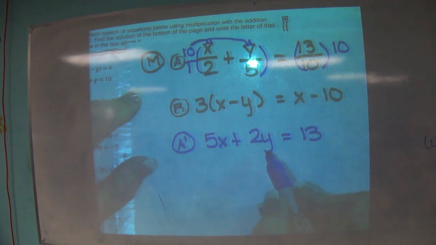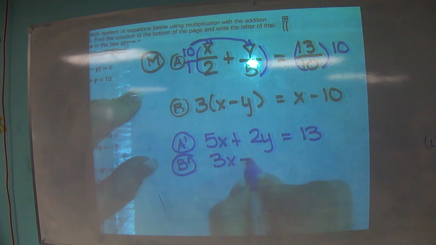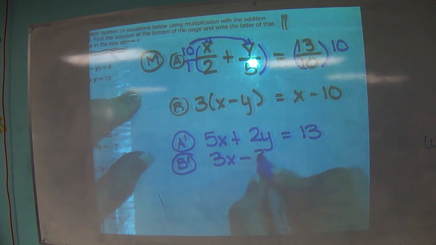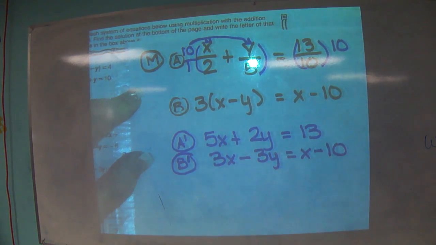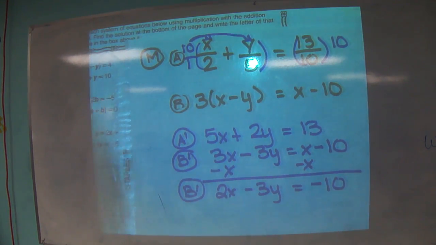Okay? Now let's do the b prime and let's see what we get. 3 times x? 3x. Minus 3 times y? 3y. 3y equals x minus 10. Shall we move x next door and see what we get? What do we add to both sides? Subtract. Negative x rather. So we get 2x minus 3y equals negative 10. That's our b prime. Okay?